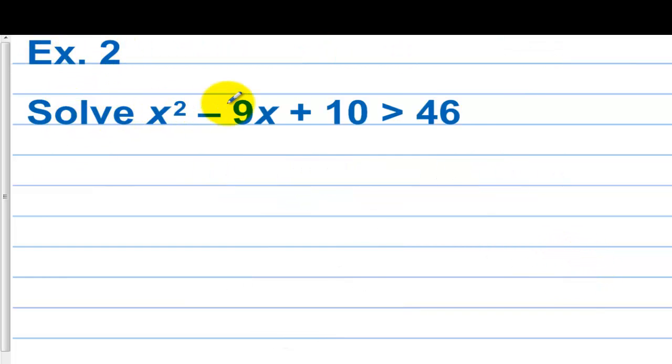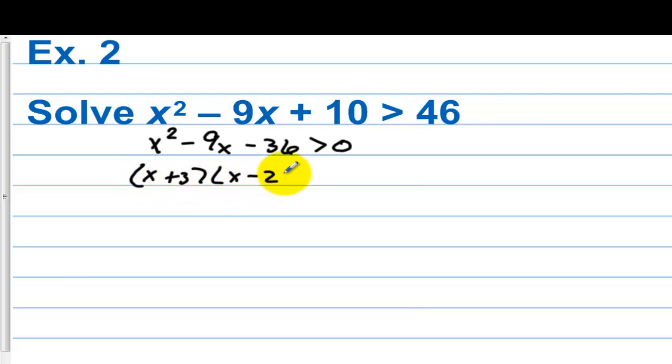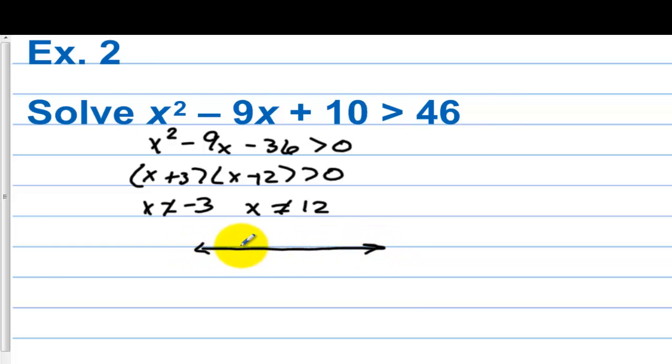Example 2, solve x squared minus 9x plus 10 is greater than 46. Well, we don't compare stuff to 46, we compare stuff to 0. So we have x squared minus 9x minus 36 is greater than 0. Now we can factor this into x plus 3 and x minus 12. And we have the same thing, except we can't include negative 3. We can't include that because we don't have the equal part. And we cannot include 12 either. But we have zeros now. We have negative 3 and we have 12.